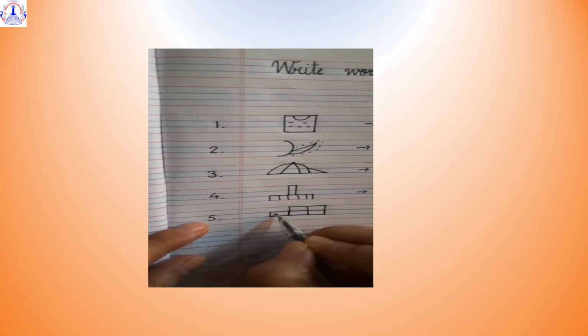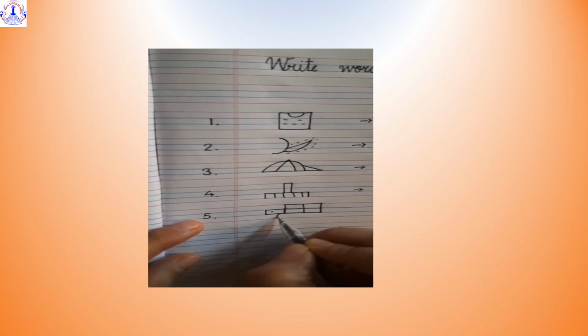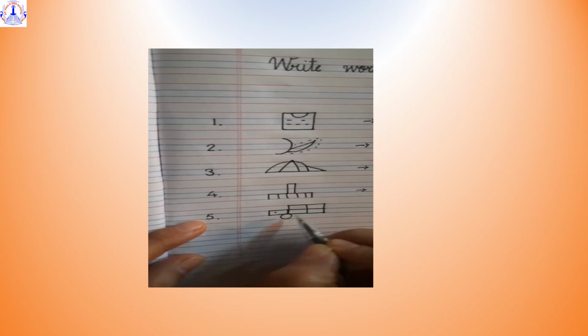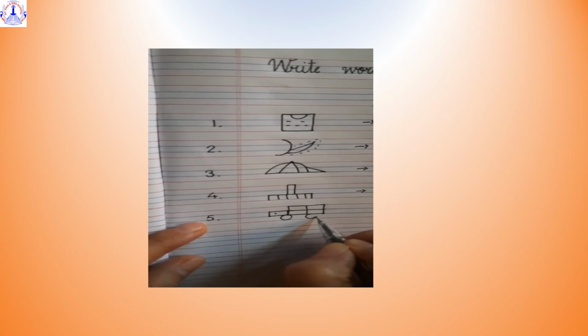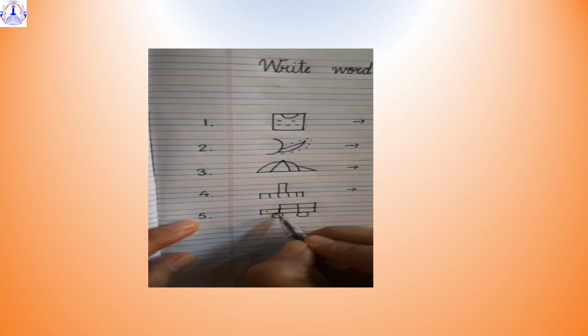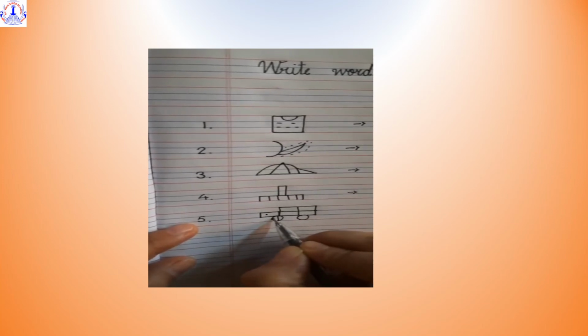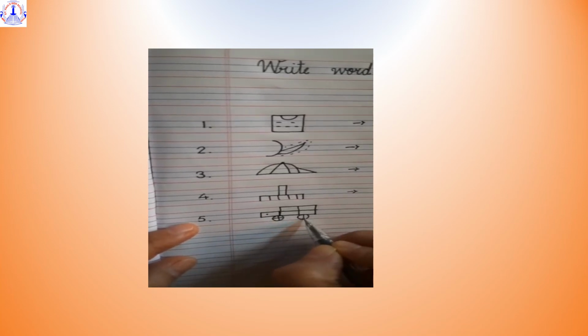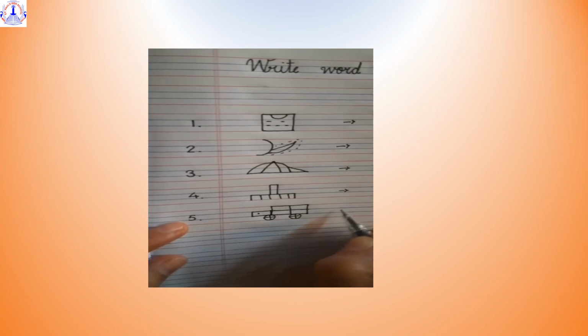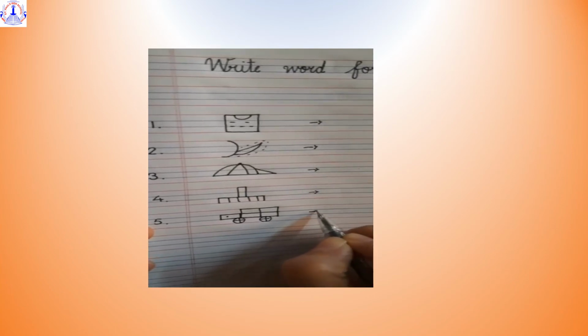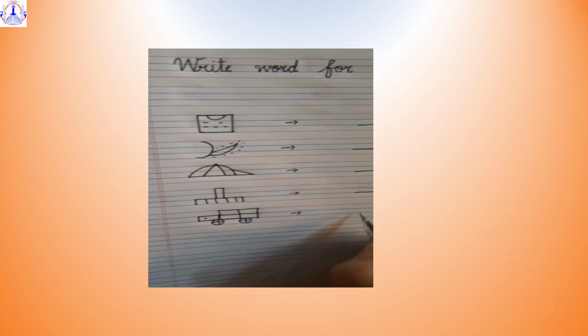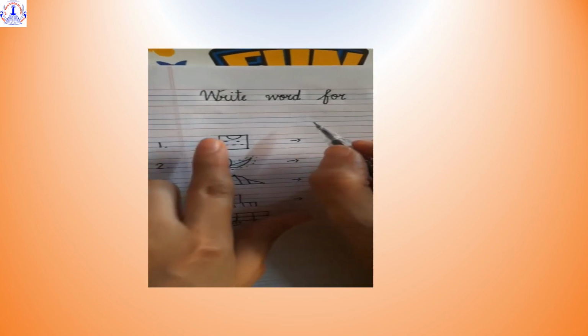Put a dot and 2 circles we have to draw for the wheel. Then again make a cross mark in the wheels. Leave some space and put a small dash. Leave some space and now draw a sleeping line on the second blue line. Now we will write the words for the objects.